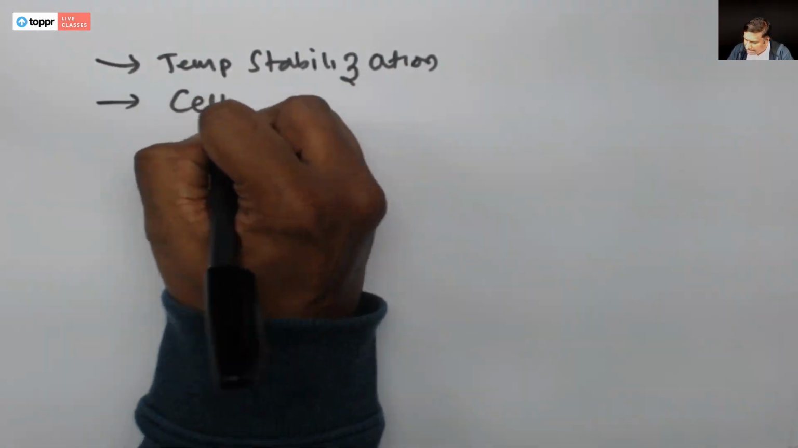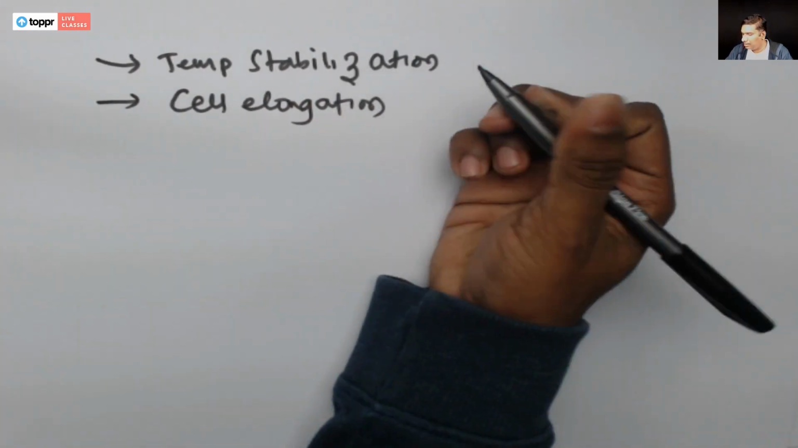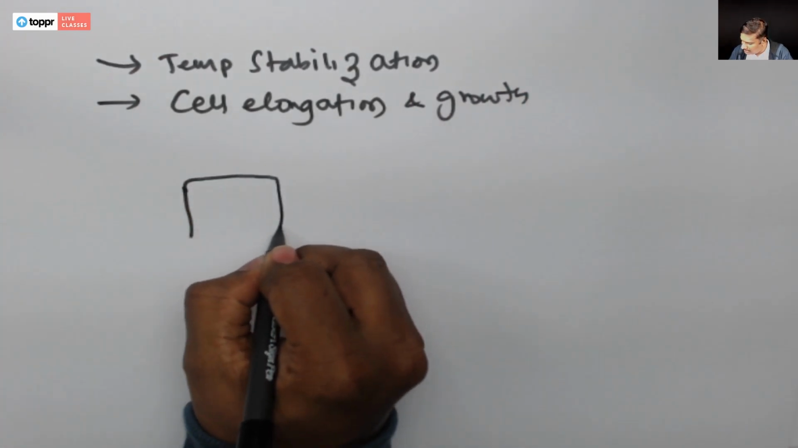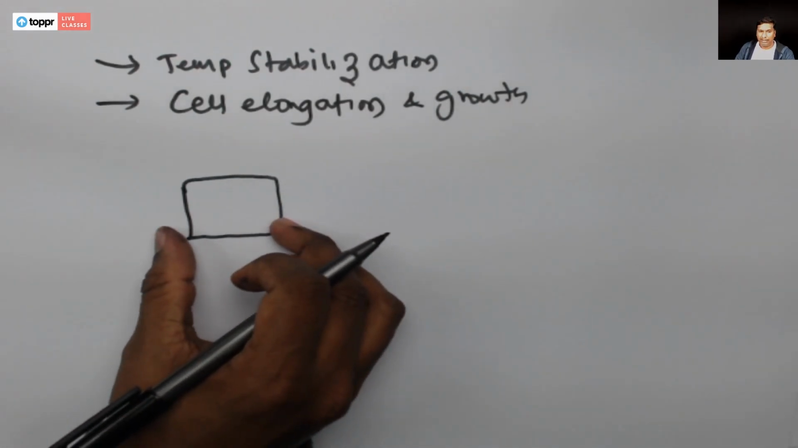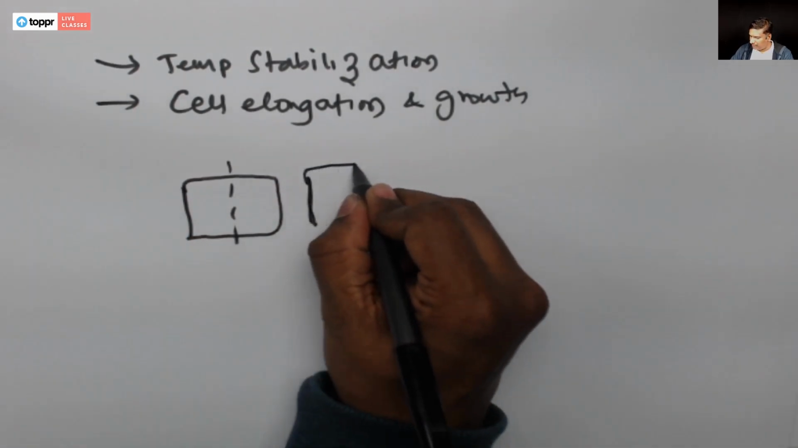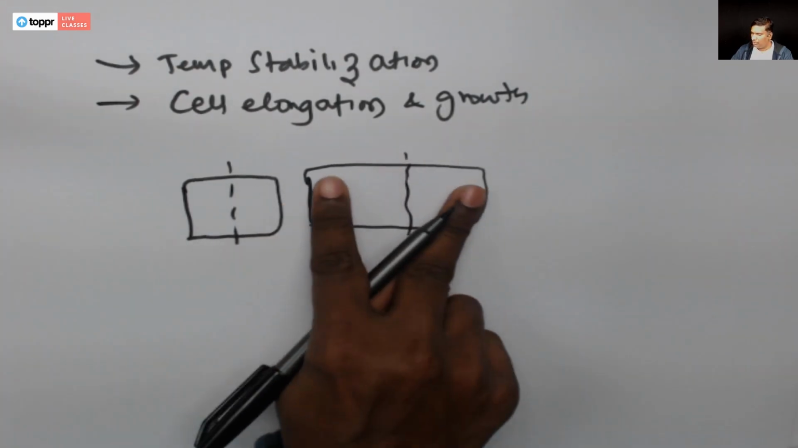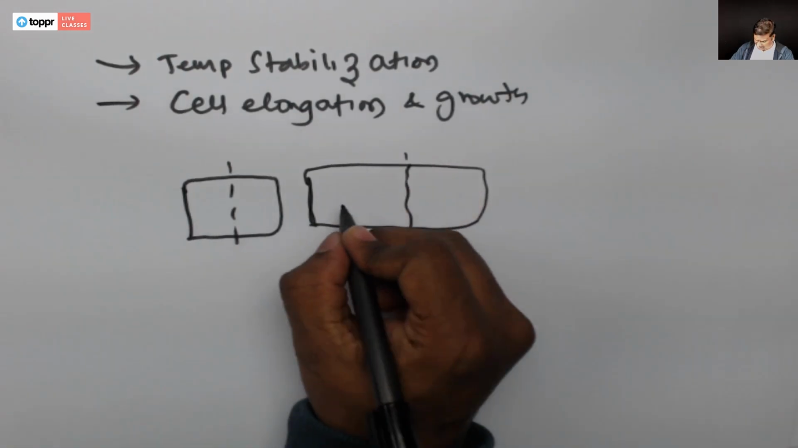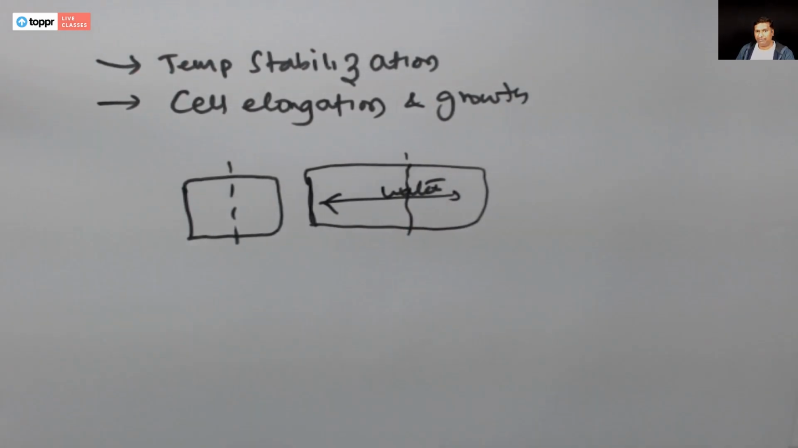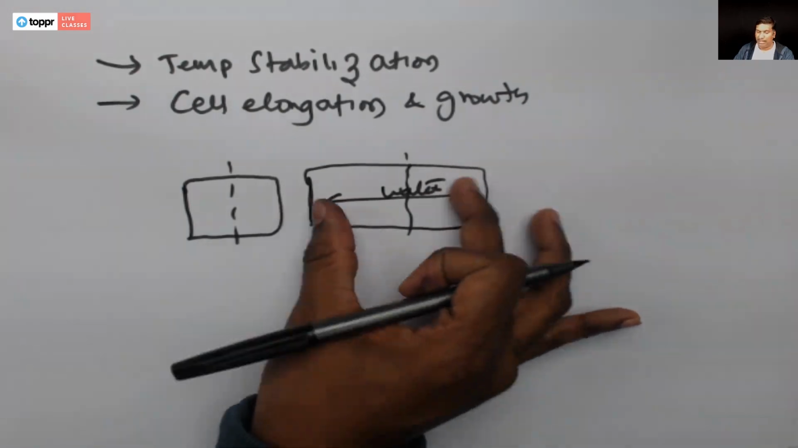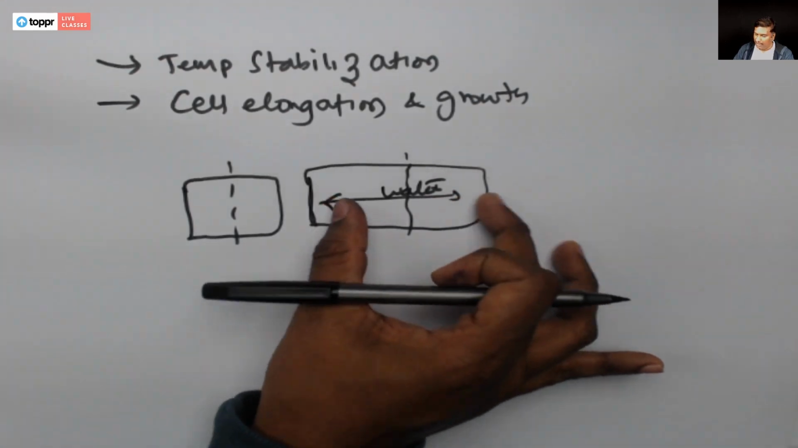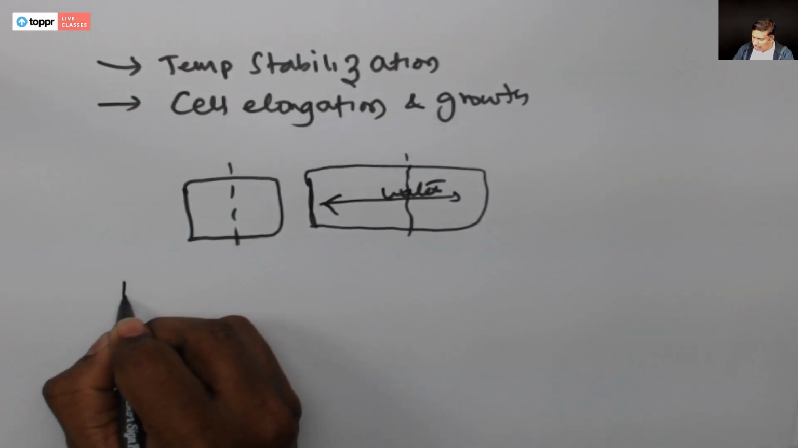Then water is also important for cell elongation and growth. Whenever a cell has to expand, for instance, let's say the cell is like this. Before it can divide into two, it will first expand. It will elongate and then divide into two cells of the same size. This elongation can occur only when there is enough water. The entire space will be filled with water, and that helps the cells to elongate.